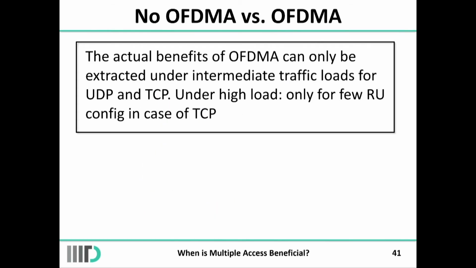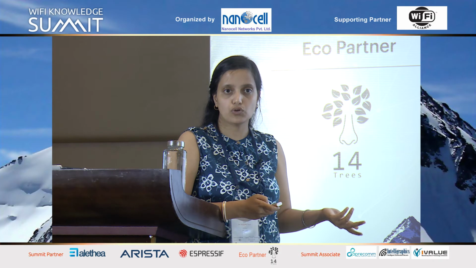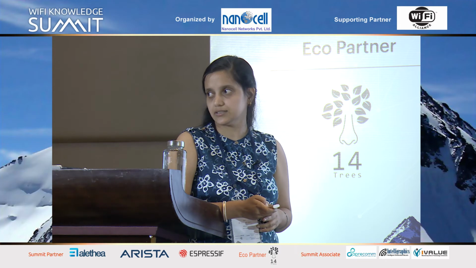Okay, so to conclude, we found that the actual benefits of OFDMA can only be extracted under intermediate traffic loads for both UDP and TCP, and under high traffic load only for a few specific RU configurations TCP provided higher throughput. So that was the takeaway from the simulation results, and then we again contributed towards looking at various application scenarios, how OFDMA compares to non-OFDMA in various application settings.